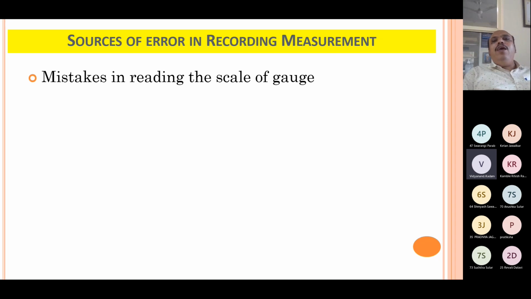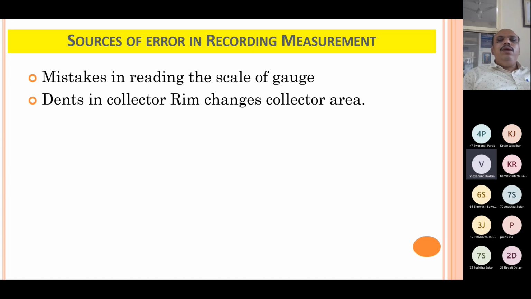So what is the first point? Mistake in reading the scale of the gauge. We know that the manual attendant is necessary. So he visits that place every day at a fixed time. He removes the receiving bottle from the container, pours the water into the measurement cylinder, and reads the reading. So he may make a mistake in reading the scale of the gauge. So that is the first one.